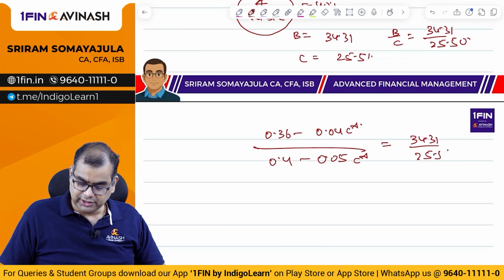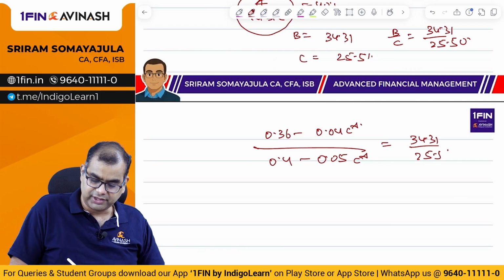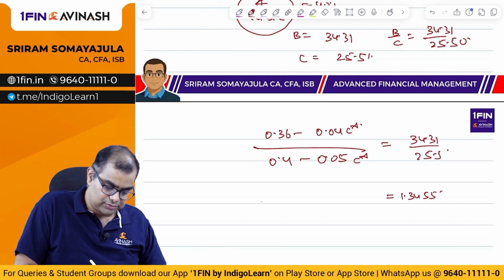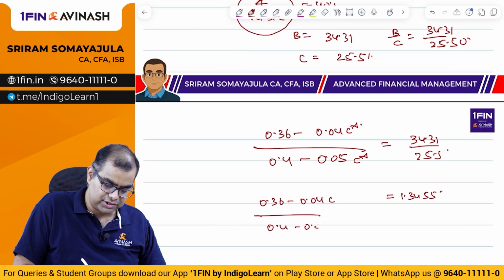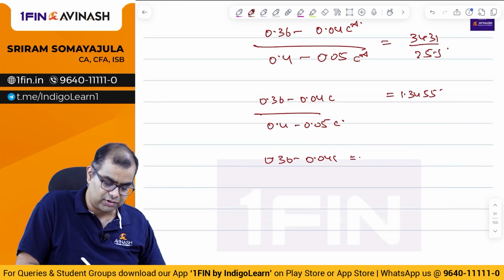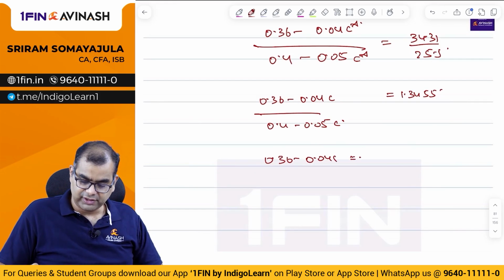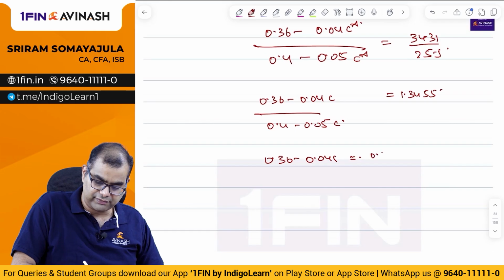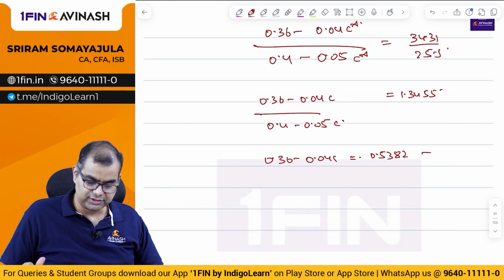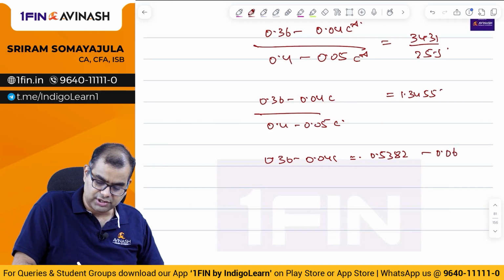Right. So 34.31 divided by 25.5 is 1.3455. Okay. So 0.36 minus 0.04 C by 0.4 minus 0.05 C equals 1.3455. This makes life simpler. 0.36 minus 0.04 C is equal to 1.3455 into 0.4, which is 0.5382, minus 1.3455 into 0.05, which is 0.0673 C. Okay, C in both places.